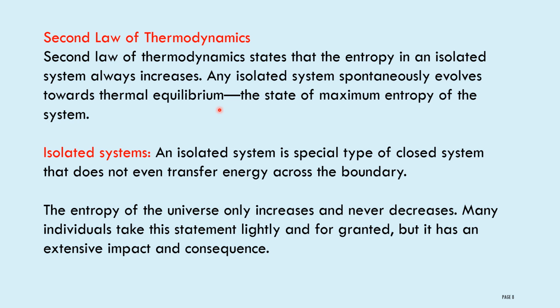Thermal equilibrium means that throughout the system the temperature is constant, and there is no flow of heat once the system acquires thermal equilibrium. This is the state of maximum entropy of the system. Maximum entropy is nothing but maximum disorder of the particles, or otherwise the random movement of the particles you can observe in an isolated system.